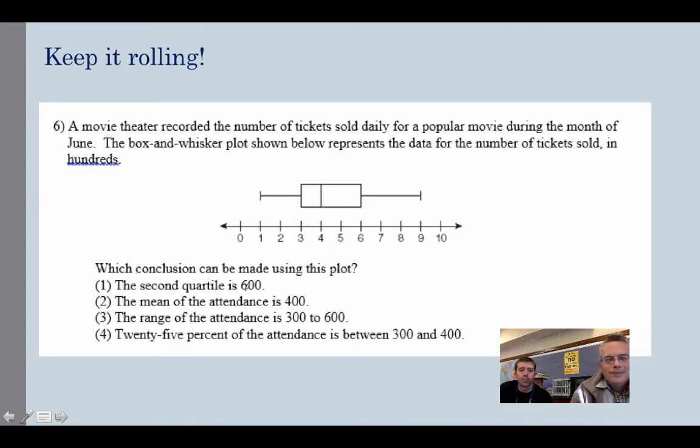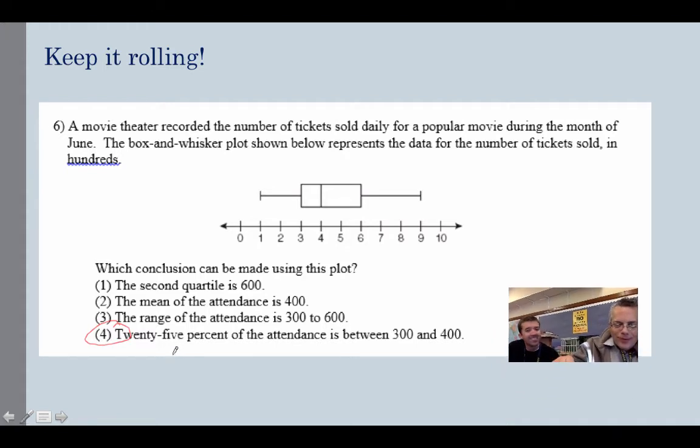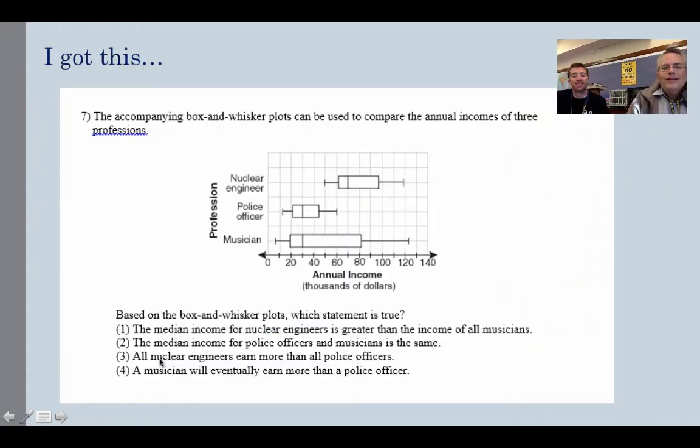So, second quartile is 600. Well, that looks like the third quartile to me. The mean is 400. That's the median. Ooh, they're trying that trick again. The range is 300 to 600. Well, that would be a kind of range, but that would be the interquartile range. I know which one it is. And then 25% is between 300 and 400. I'm going to go with 4. All right, good choice.